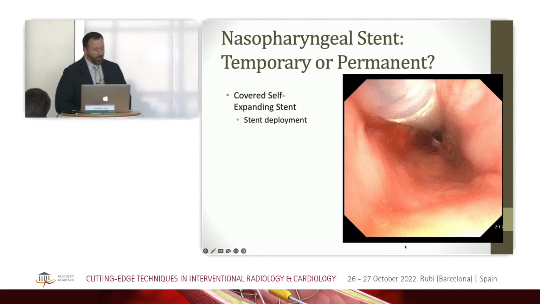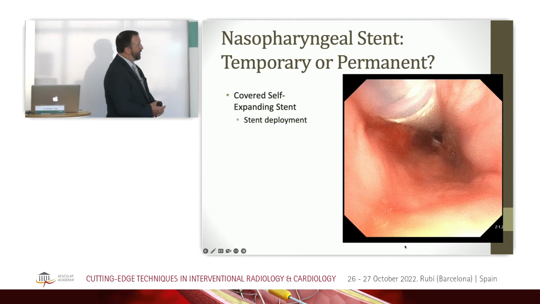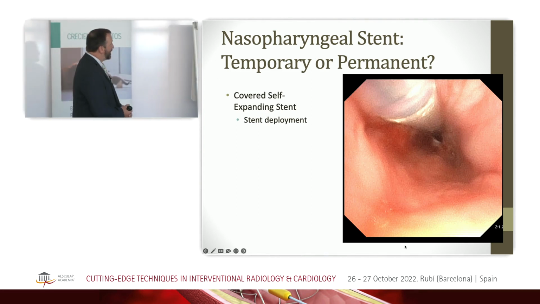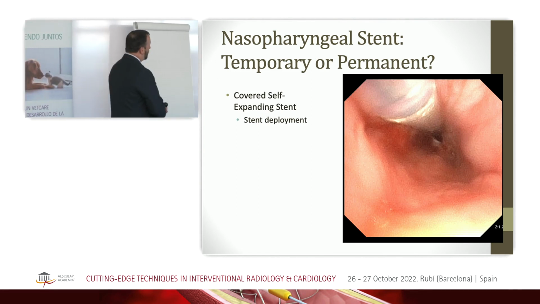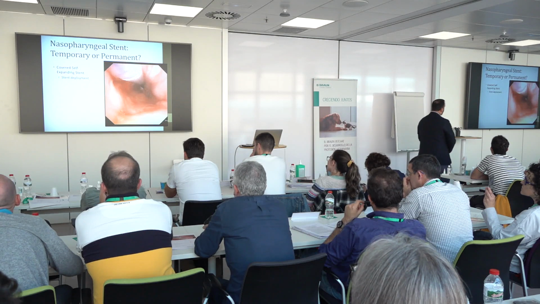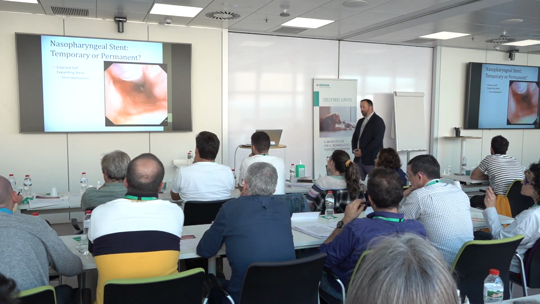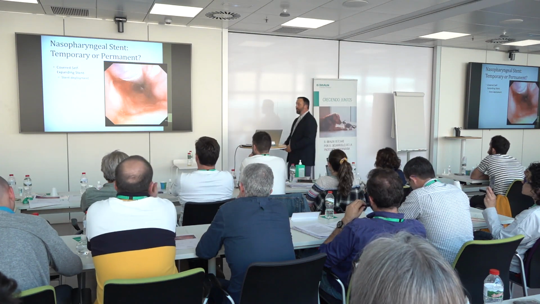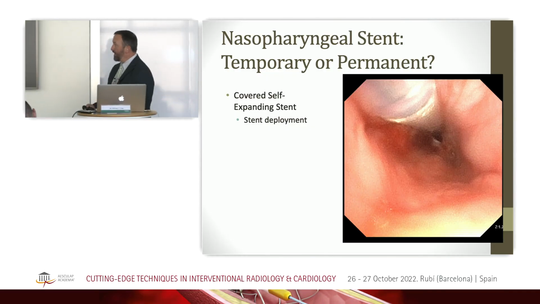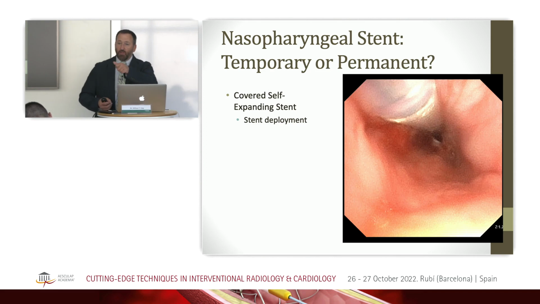All right, so where we are most commonly now is we're using these covered self-expanding stents that technically can be temporary, but you can also leave them in permanently. The reason that they can be temporary is that they have a covering over them that prevents them from incorporating in really heavily. They also have a little tab on the end that you can grasp and pull, and the stent's going to unravel and basically come out.